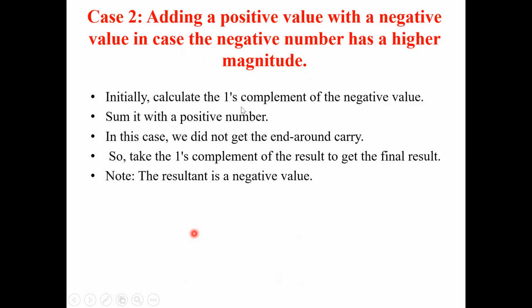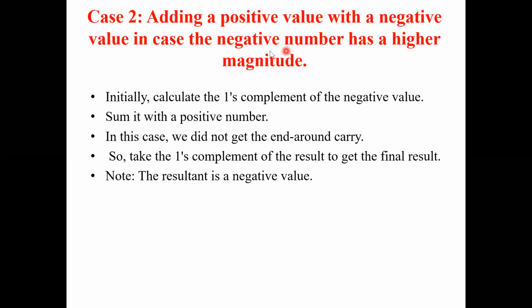Case 2 is adding a positive value with a negative value, means in that the negative number has a higher magnitude. It is 3 plus of minus 5. Minus 5. है ना? तो minus 5 means that 5 has a higher value. So अभी यहाँ पे क्या करेंगे? Again the first step is same.